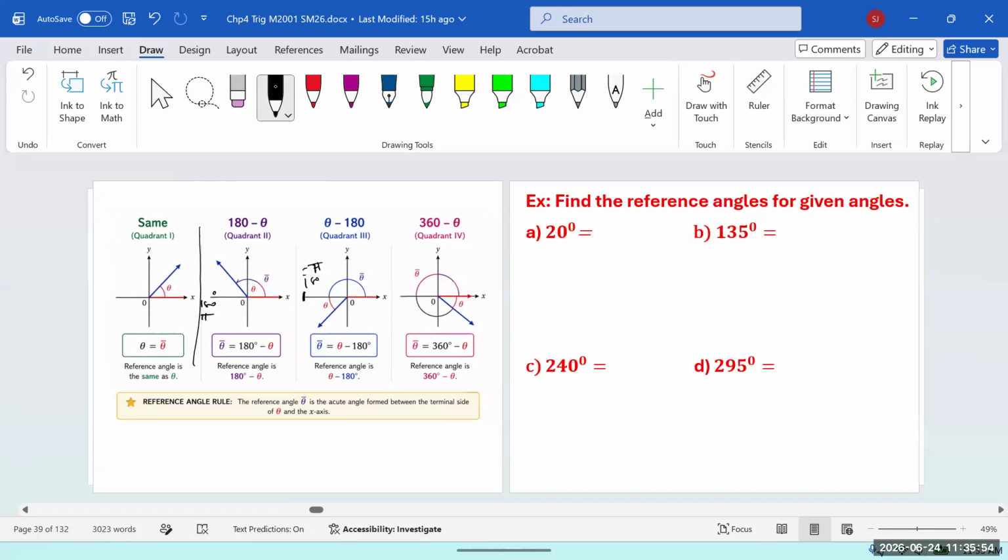Okay, let's do some examples. Find all these reference angles. We have 20 degrees. What's the reference angle for 20 degrees? It's already less than 90 degrees, it's already positive, and it's already touching the x-axis. So if you want to draw, come on, I just started.